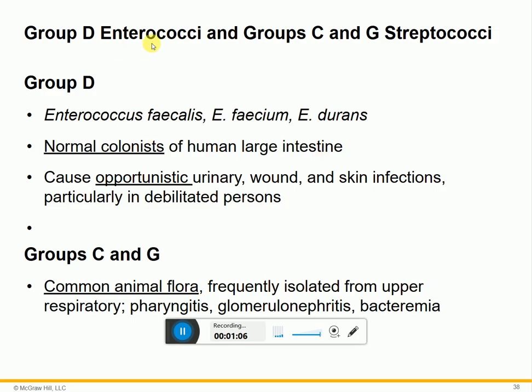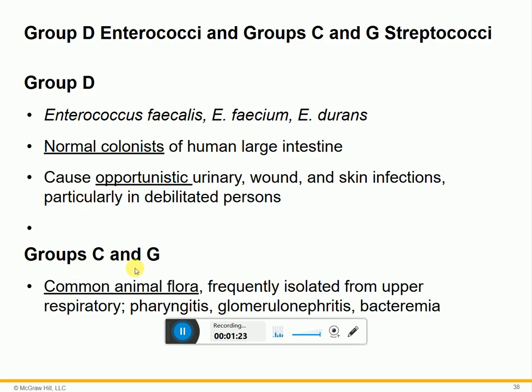It is still a streptococcus, but because it normally lives in the enteric system, it gets the nickname of an enterococcus. These usually cause opportunistic infections. They're not very aggressive, but if somebody is immunocompromised, they can definitely cause infections.